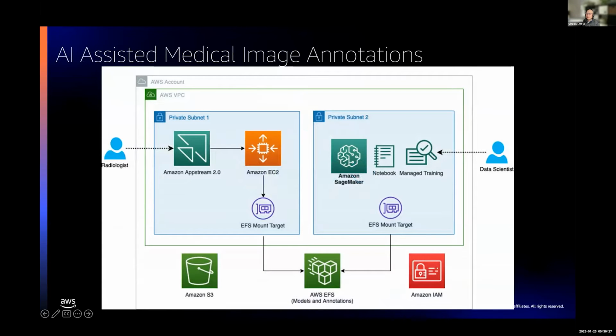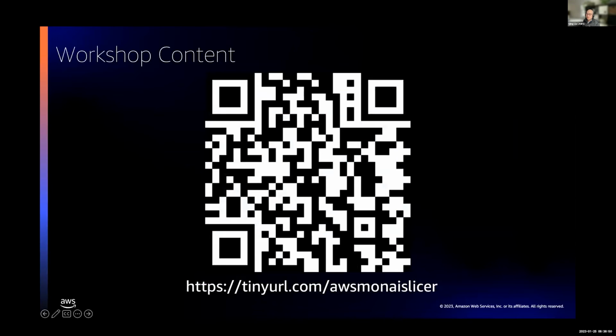And finally, just want to mention that we have a publicly available workshop called AI Assisted Medical Image Annotations. So what we're doing here today is a simplified version of this workshop. If you'd like to set up this environment in your own AWS account, feel free to follow this QR code and this URL. It contains a step-by-step guide to help you set up this environment in your AWS account. So with that, I'll hand back over to Steve.